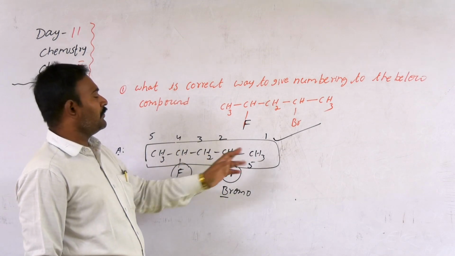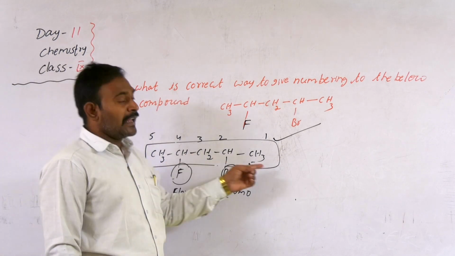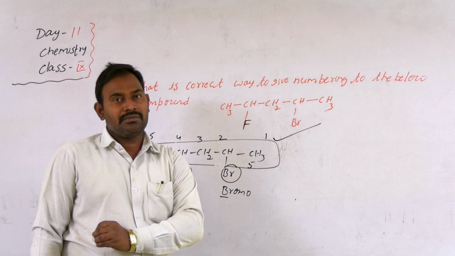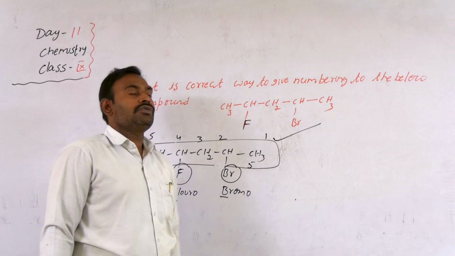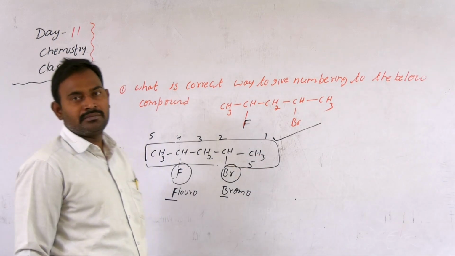How many carbons are there? 5 carbons. What is the root word? Pent. What is the primary suffix? All single bonds, so ane. So 2-bromo, 4-fluoropentane.